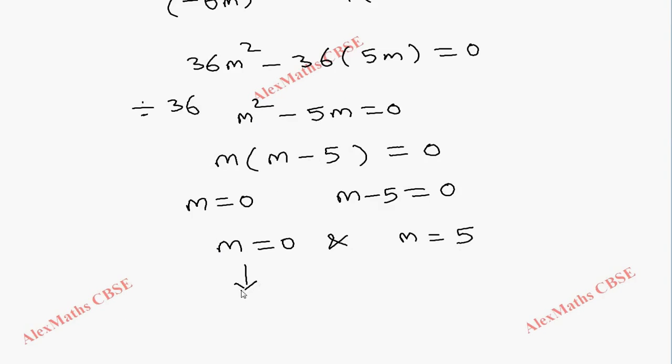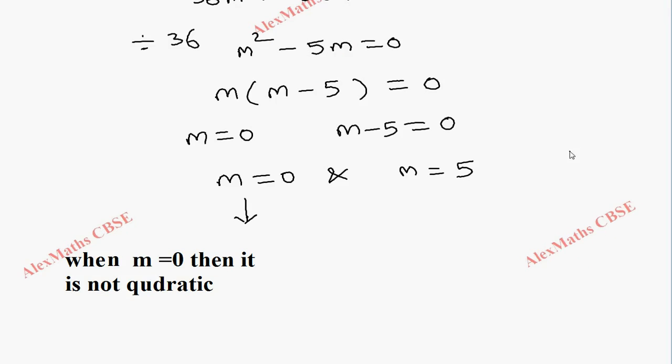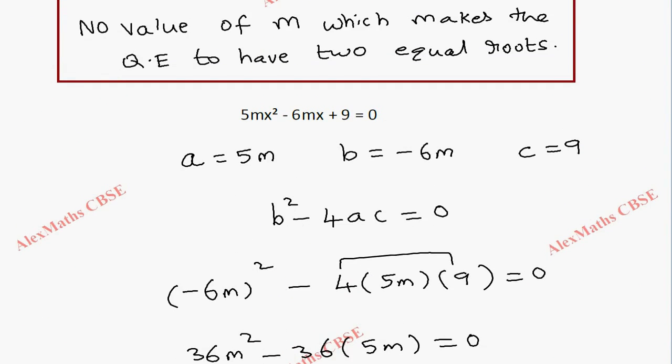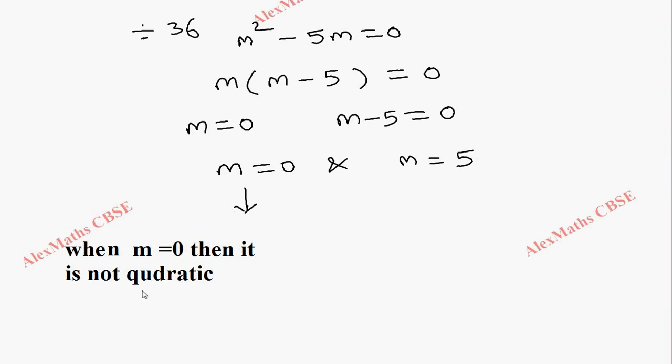But when m is 0, then it is not a quadratic. Because a quadratic equation should have an x square term, and if we substitute the value of m as 0 here, then there won't be any x square term, then it is not a quadratic. Therefore, this value m equal to 0 is rejected. Therefore, we take the other value. Therefore, the value of m is 5. That makes the quadratic to have two equal roots.